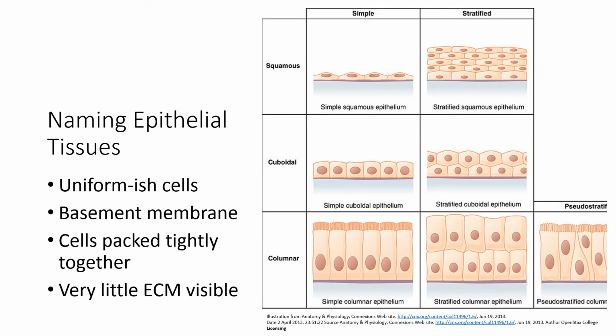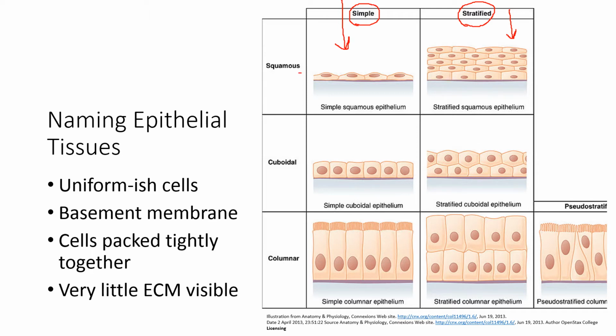Now, when we name epithelial tissues, we're going to have a two-part name. The first part of the name tells you how many layers of cells there are in that tissue, and the second part of the name tells you about the types of cells. So if there's only one layer of cells, like what you see in this left column of this figure, then the name is going to be simple. That's a simple epithelium. If there's more than one layer of cells, like you see on the right side of this slide, then that's called stratified. Stratified, okay?